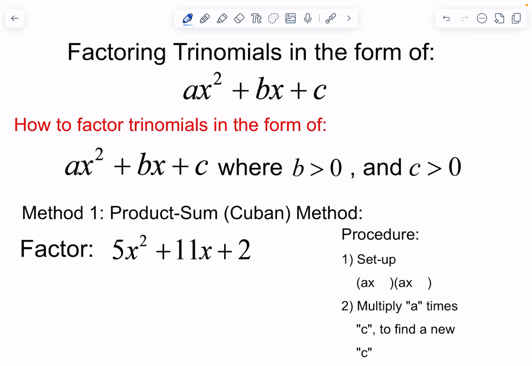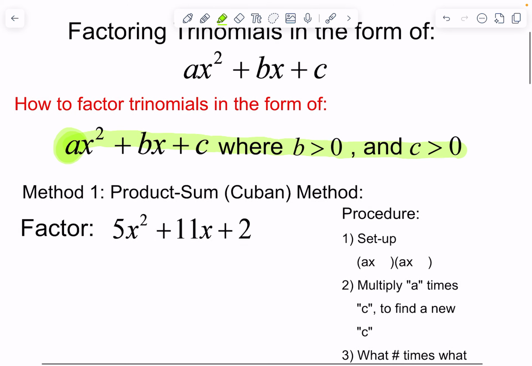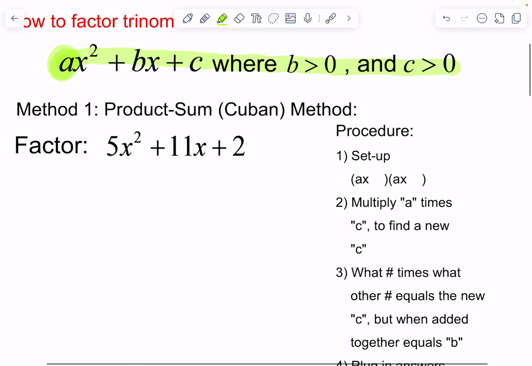Today we're going to learn how to factor trinomials in the form of ax squared plus bx plus c. When we're factoring trinomials in the form of ax squared plus bx plus c, where b is greater than 0 and c is greater than 0, please note that the a, the leading coefficient, is going to be something other than 1. There are two methods that I'm going to teach today, and the first one is called the product sum, or I like to call it the Cuban method.